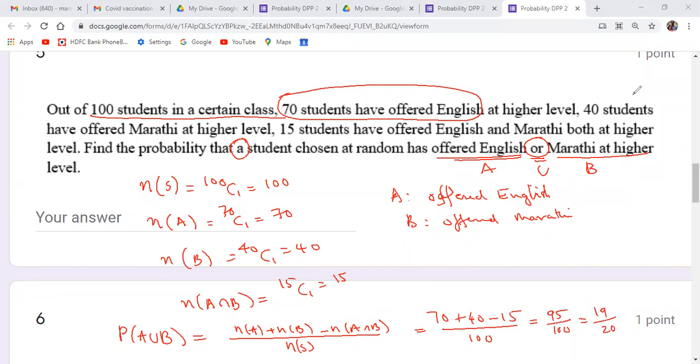Let me see how many students give the answer. Kushi has given me the answer. Random has given. Kevin has given. Very good. Okay, I think that is fine.